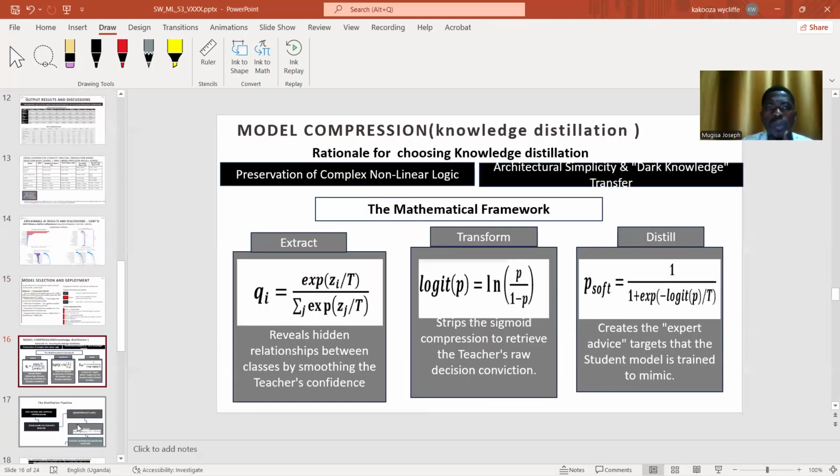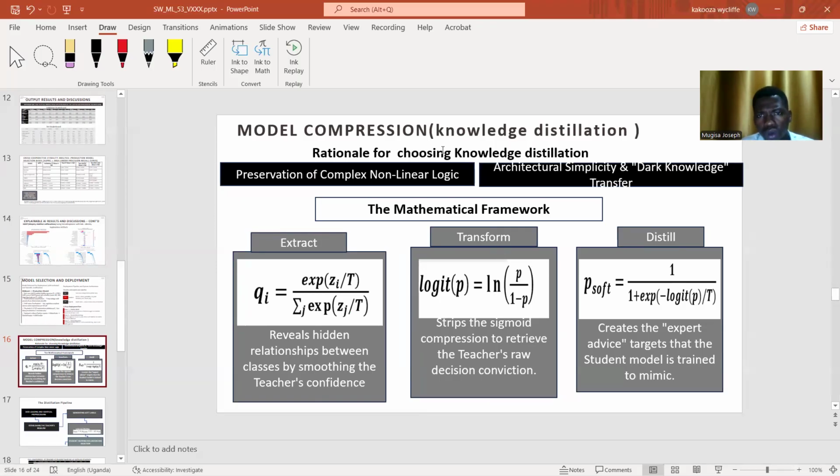When we look at the model compression, as I said, later, due to performance purposes, we need to make the predictions as fast as possible. So we have to develop a lightweight model. So how do we achieve that? We do model compression. Model compression is basically just squeezing a complex model into a simpler model, without losing the logic or whatever the complex model has been able to learn.